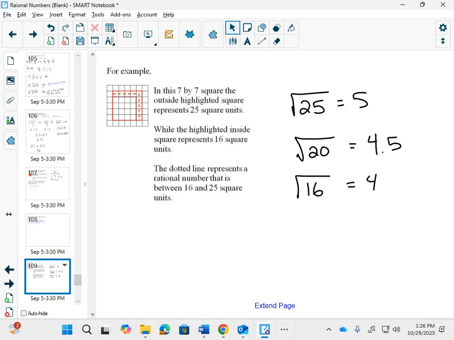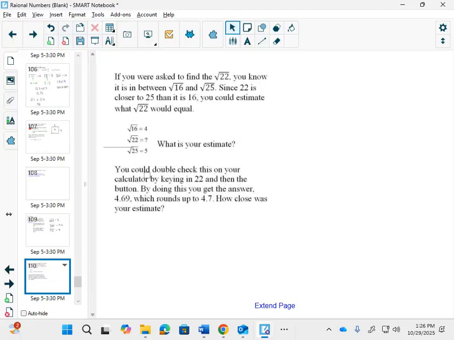So we can estimate square roots if you know the ones that are nice, the perfect squares. If you have a number in between them, you can estimate that square root that way. So if you have the square root of 22, 22 is somewhere between 16 and 25, so you would estimate. And you can do this on your calculator to check it. But you would know as an estimate it's somewhere between 4 and 5.